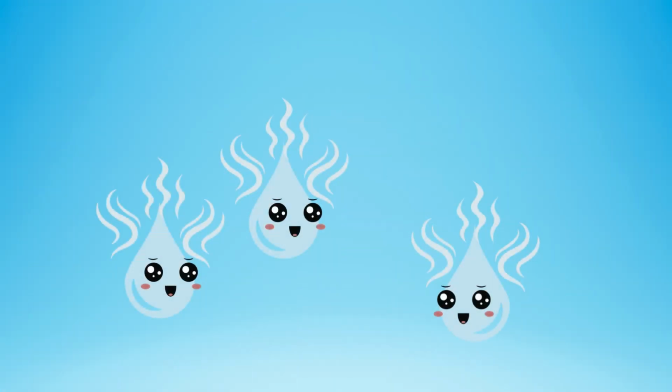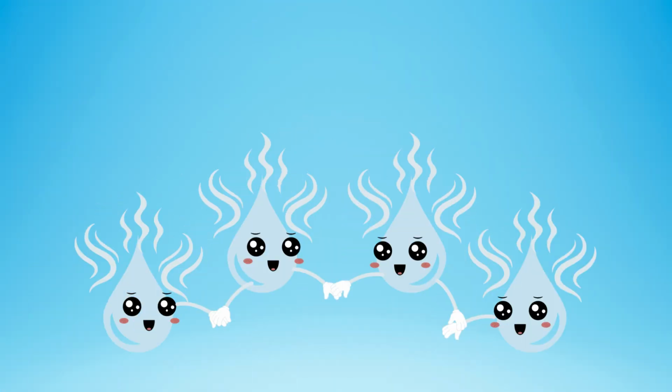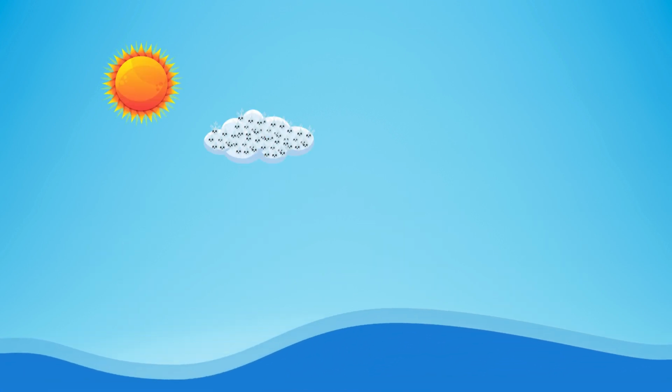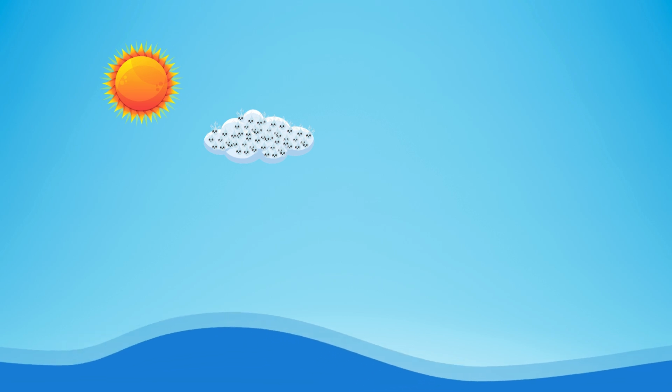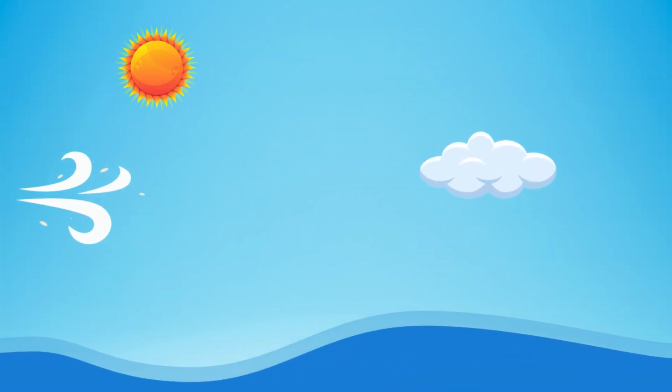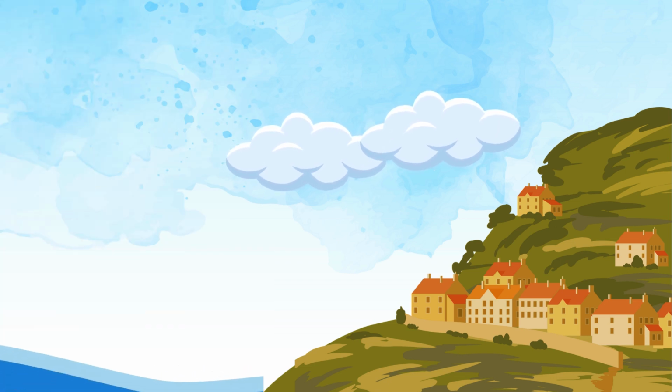As you rise, you meet other water vapor friends. Together, you form a fluffy white cloud. This is called condensation, where water vapor turns back into tiny water droplets. The wind pushes your cloud over the land. As you travel, your cloud gets bigger and heavier.